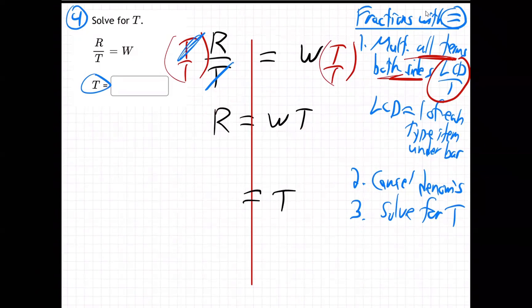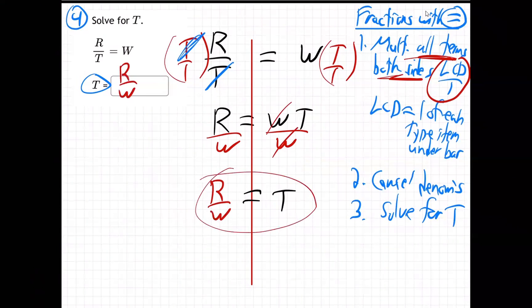So T's over here saying, I want to be alone, right? It doesn't matter right side, left side, whatever. Wherever he is, that's where he's at. And he wants to be alone. Well, how do you get him alone? You got to get rid of this W that's next to him. How do we do that? We just divide by it, don't we? And so there it is. R over W. T is alone. It is equal to R over W.